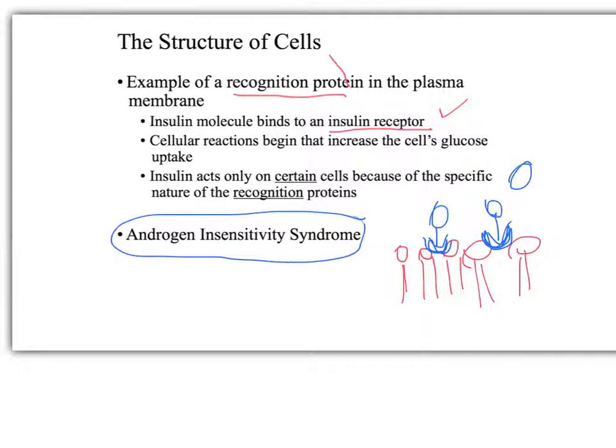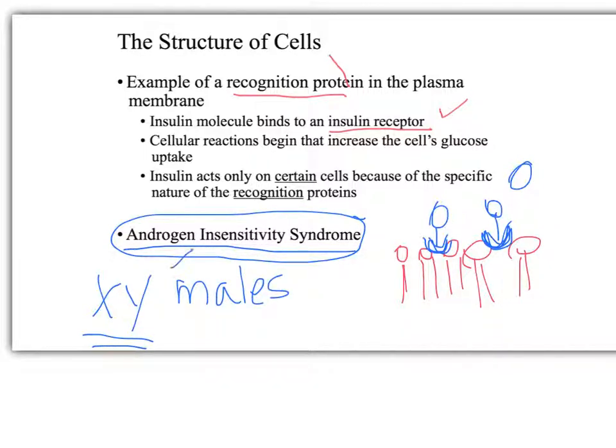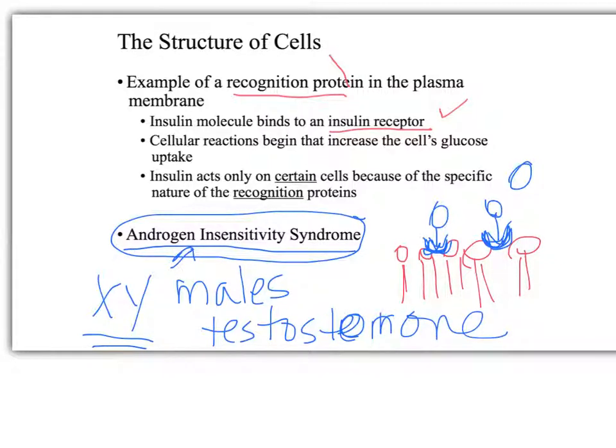Another example of a receptor or a plasma protein that's found in a membrane is androgen insensitivity syndrome. So what this is, people that are XY, okay, they look like males, but if you have androgen insensitivity syndrome, you don't have receptors for the testosterone that you're making. So the testosterone can't actually work on your cells. So it's just interesting. These are just two examples.